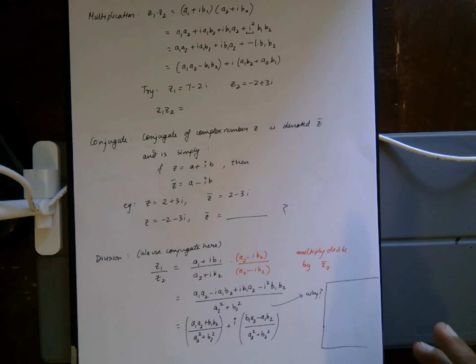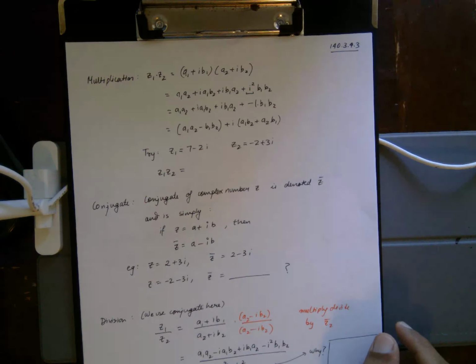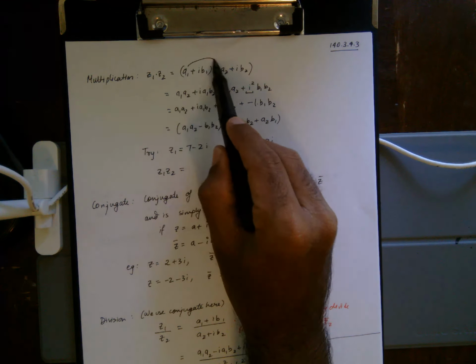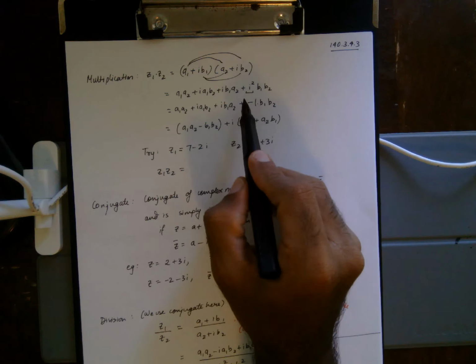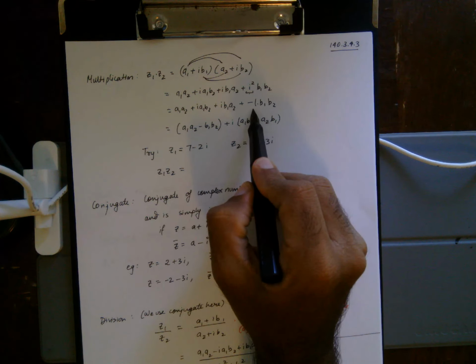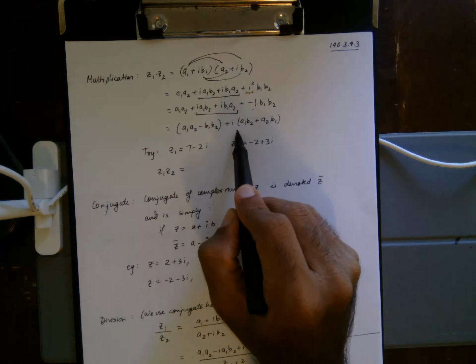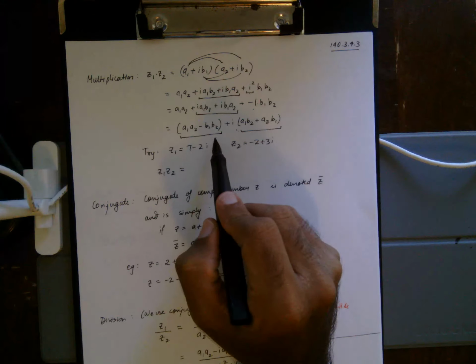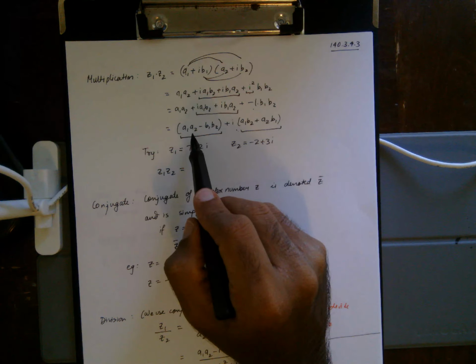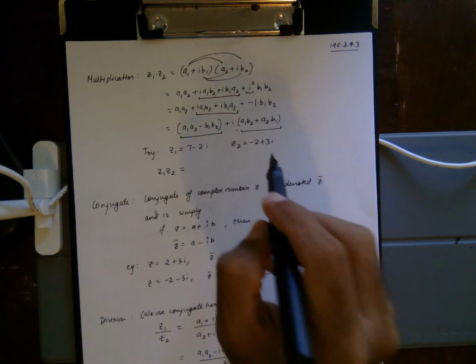The next operation in increasing order of complexity is multiplication. When you multiply, all we are going to do is FOIL out. So when you FOIL out, there's going to be 4 terms. But i squared is negative 1. So you're going to end up with 2 of these terms which have an i in them and 2 terms which are real. Okay, so you end up with a number plus i times another number, which is a complex number.